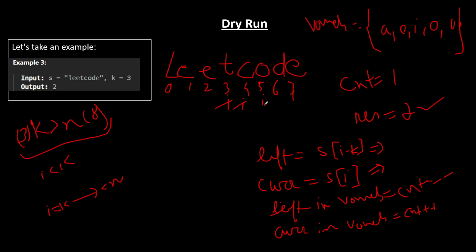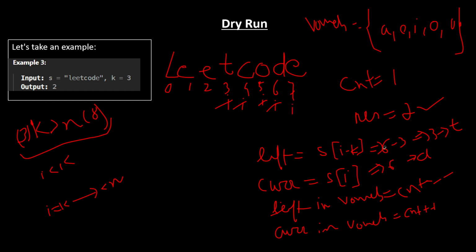Now we moved I to B. If you say 6 minus 3 gives me 3, which is T, and here it gives me B. Both the characters are not vowels, so the count variable won't get touched, and result will be 2, the maximum which we have till now. Again, I moves from B to E as the seventh character, the last index.